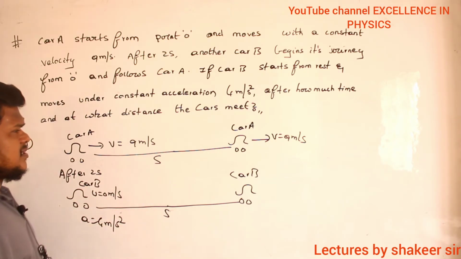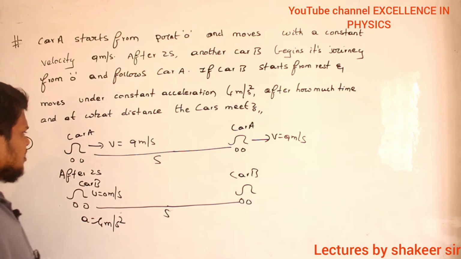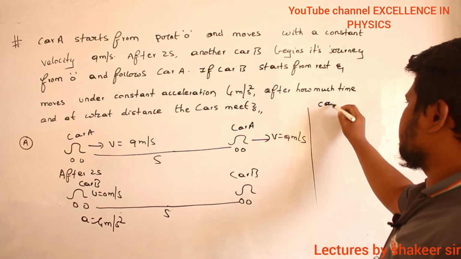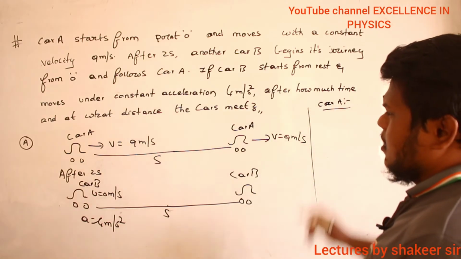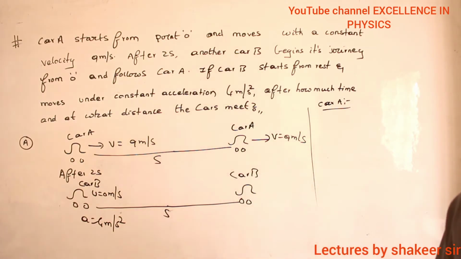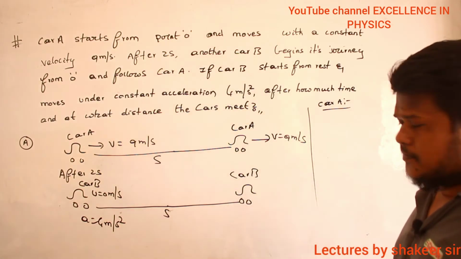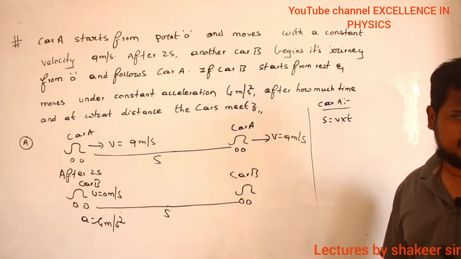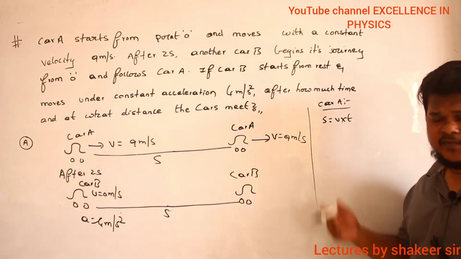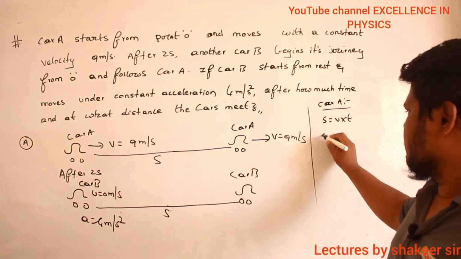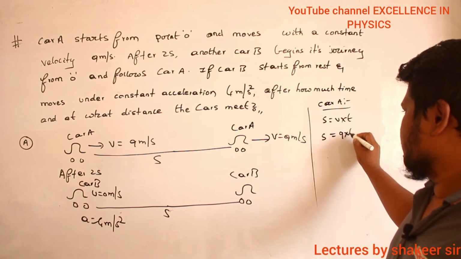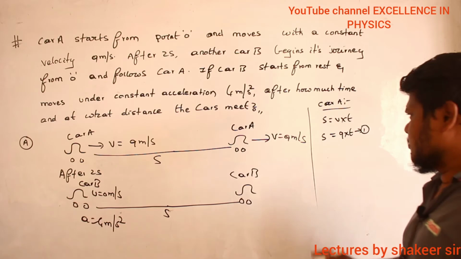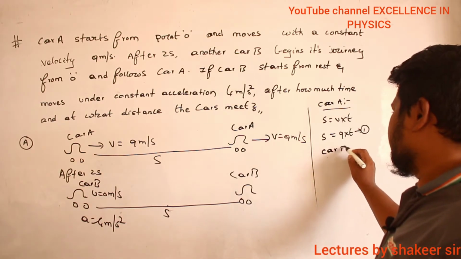Clear? So how can I write the equation for car A? Car A is what kind of motion? Uniform motion. So which equation? Only one equation: displacement is equal to velocity into time. What is the displacement? S. Velocity is 9. Time taken I don't know. So let it be my first equation. Understood? Similarly, you write the equation for car B.